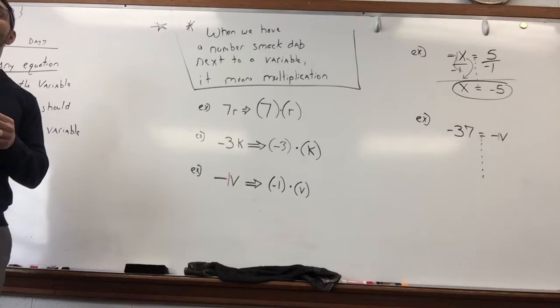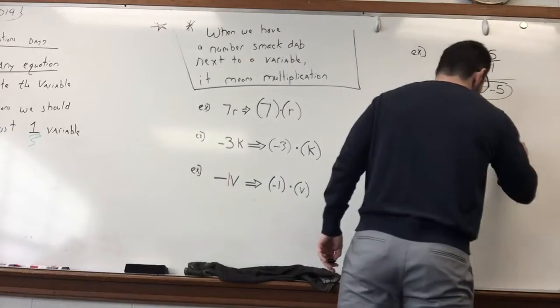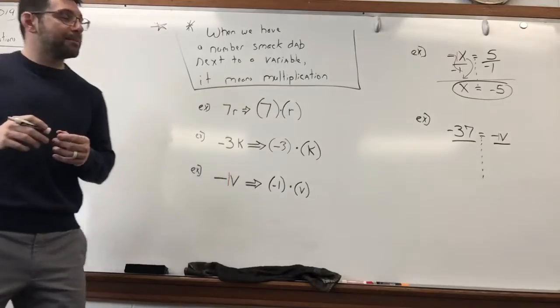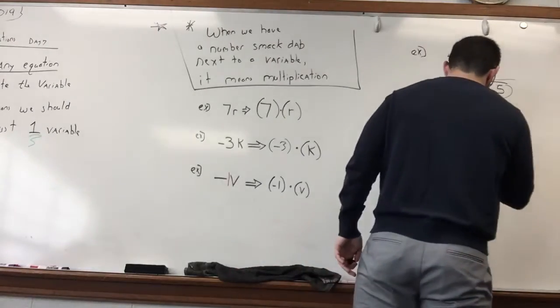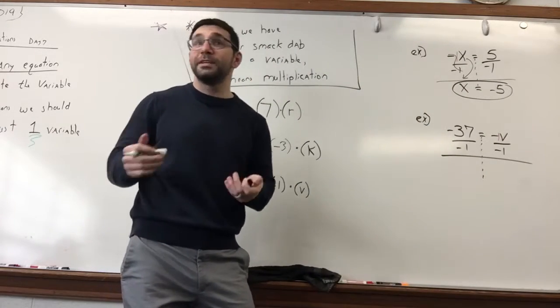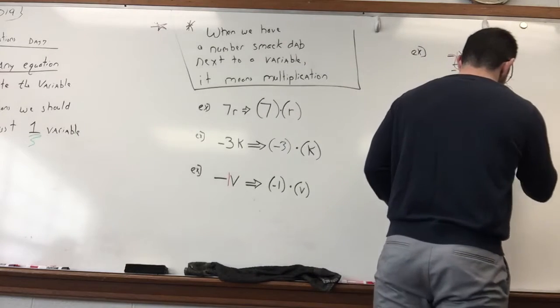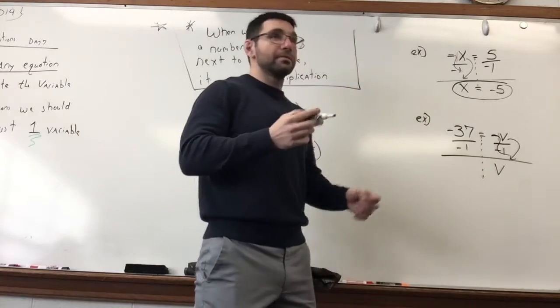So what is the inverse of multiplication? So we are going to divide. What do we need to divide by, Tegan? Negative 1. The reason we're dividing by a negative 1 is we want a positive 1v. That's how we isolate it. So negative 1 divided by negative 1 is positive 1. Positive 1 what? Positive 1v.